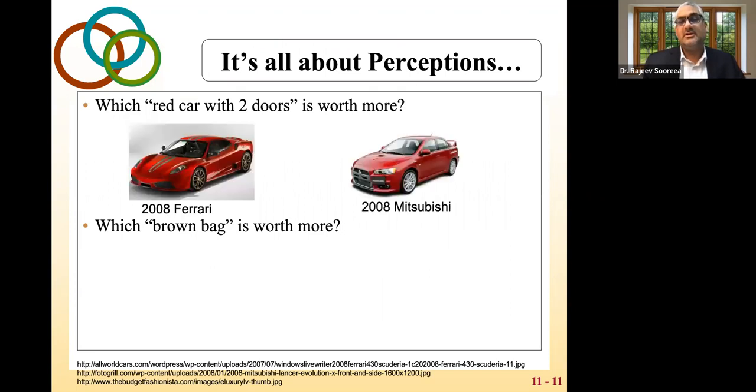Now, let's talk about perception a little bit, right? So these are two cars. They are both red cars with two doors, all right? But we can see that one is a Ferrari, the other one is a Mitsubishi, right? So what is the perception of the consumer here? Which car is worth more, right? As we can see, the Ferrari here is a different product compared to the Mitsubishi, right? Most people would believe that a Ferrari is worth more and it has more features, it has more appeal, intrinsic value is higher, and also perceived value is higher.